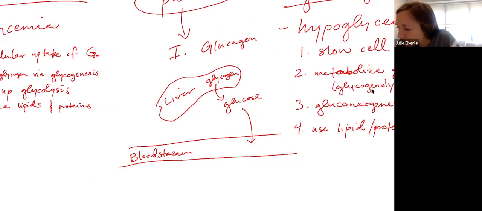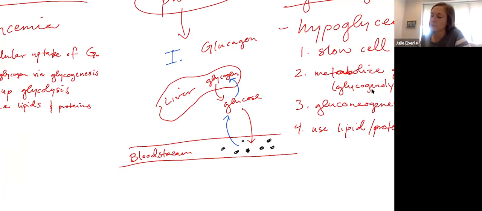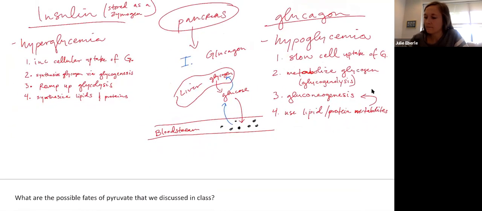I guess I could write it in a different color. Insulin does the opposite. I'll do insulin in blue. So insulin is going to pull glucose out, and then store it as glycogen. I'll do these little black dots for our glucose. So insulin pulls it out, glucagon dumps it in.